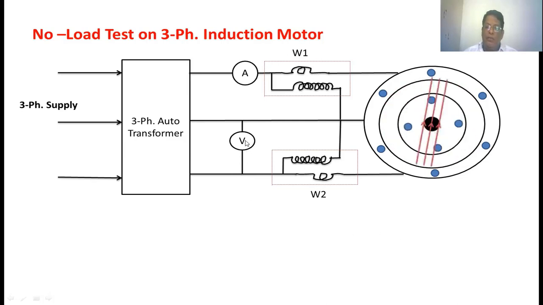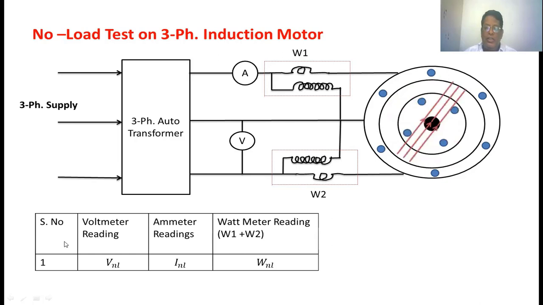Whenever we apply the rated voltage to the three-phase induction motor, you note down the readings of the voltmeter, ammeter, and two wattmeters. This is the table: serial number, voltmeter reading, ammeter reading, and wattmeter reading. The sum of the readings of these two wattmeters represents the power taken by the induction motor during the no-load test. VNL is the voltage applied to the induction motor during the no-load test. INL is the current taken by the induction motor during the no-load test. From the no-load test, we have three readings: the voltmeter reading, the ammeter reading, and the wattmeter reading.